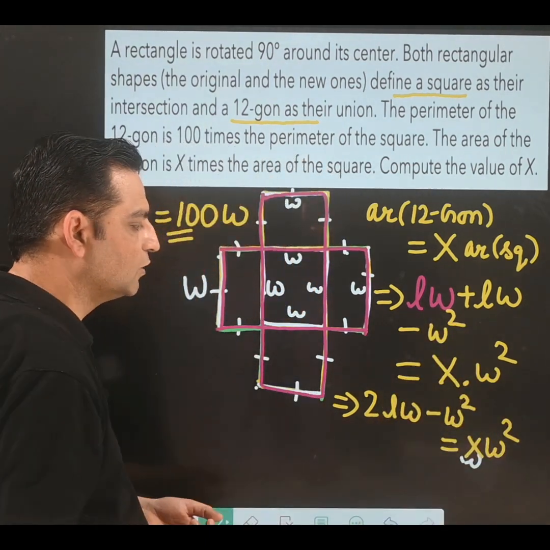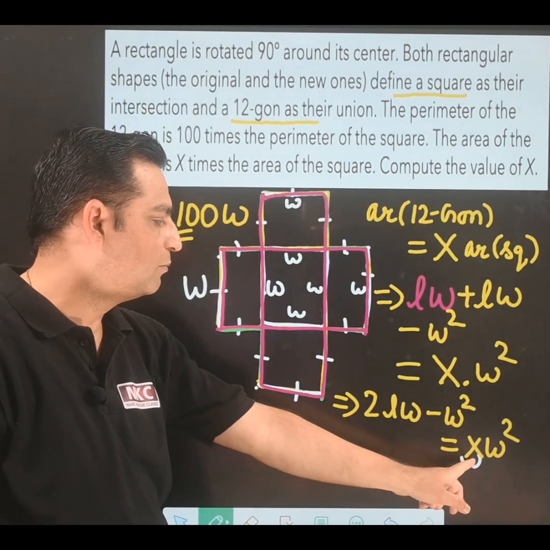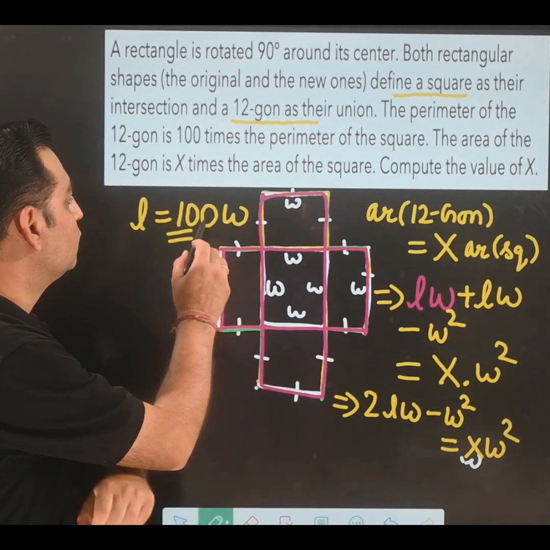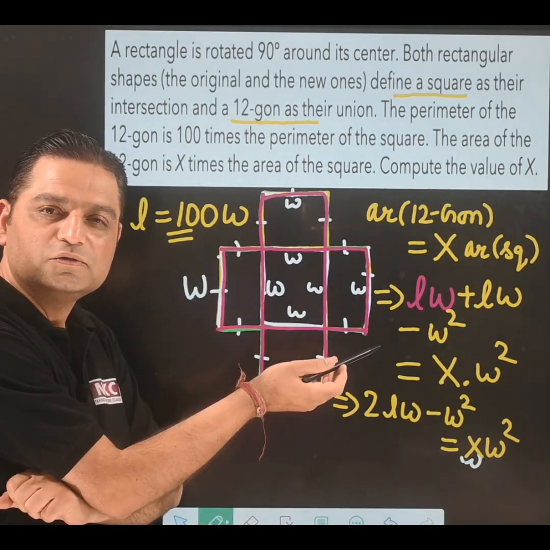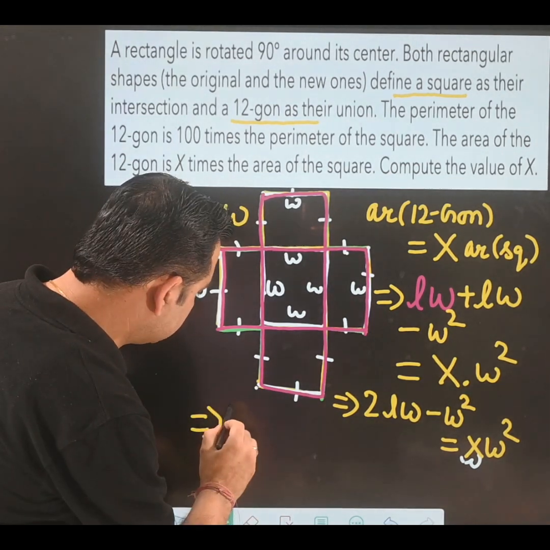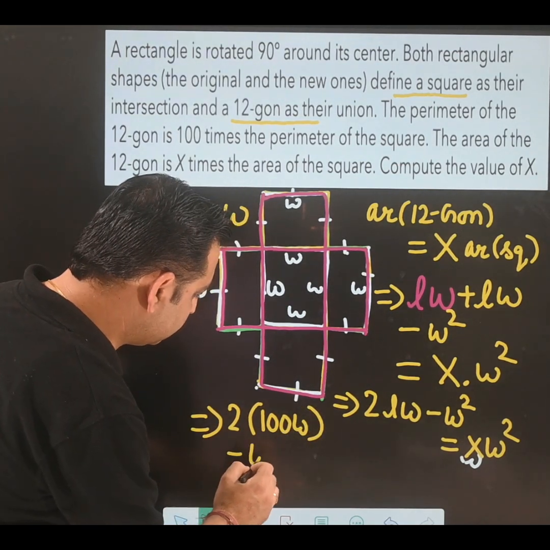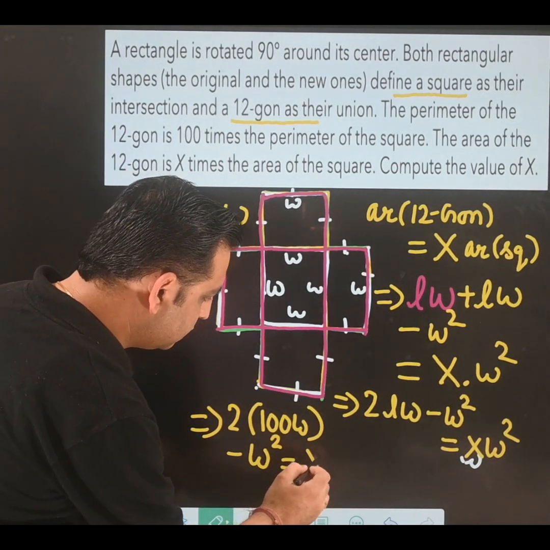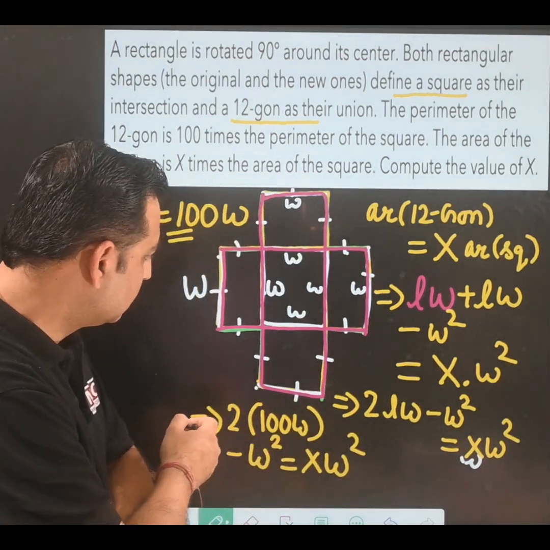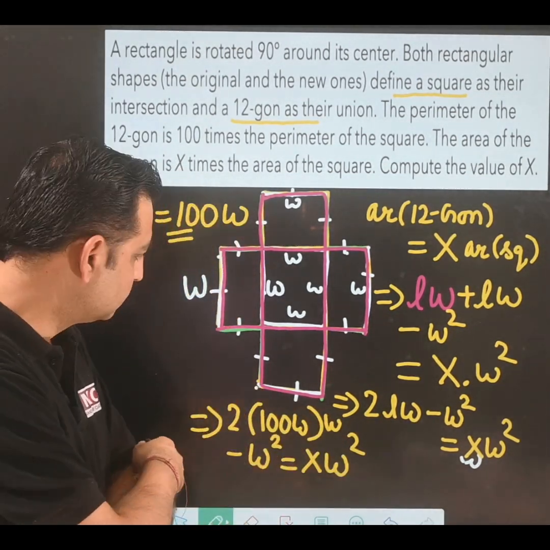Please check it very carefully. This is what we have got, and my aim is to find the value of x. Do remember, we are going to find x only. L was found as 100W, right? This is the time to use it. I'm going to place 100W at the place of L, and yes, 1W is also there outside.